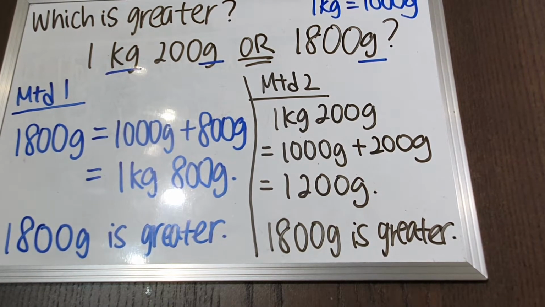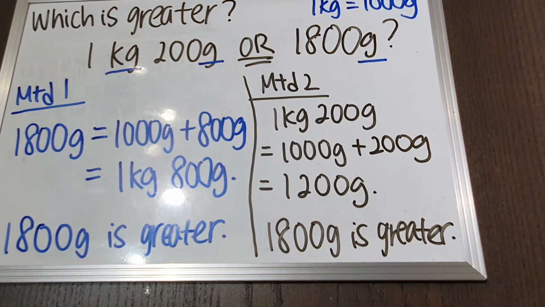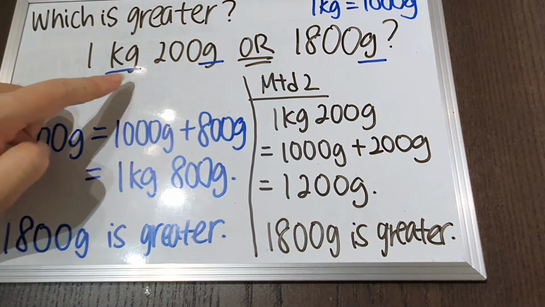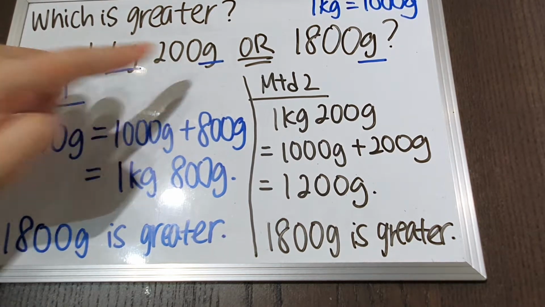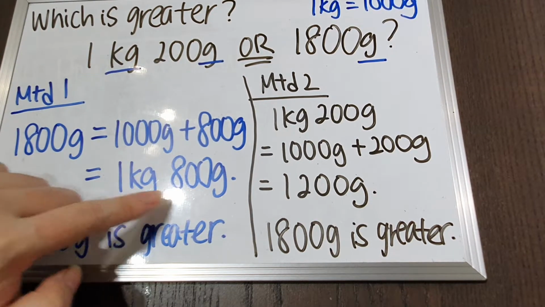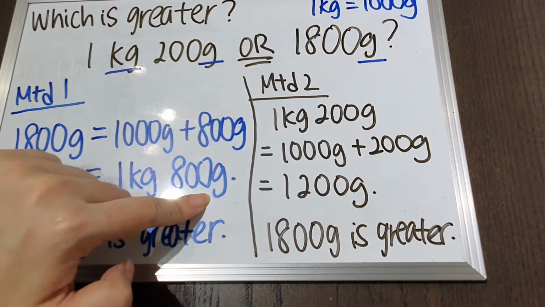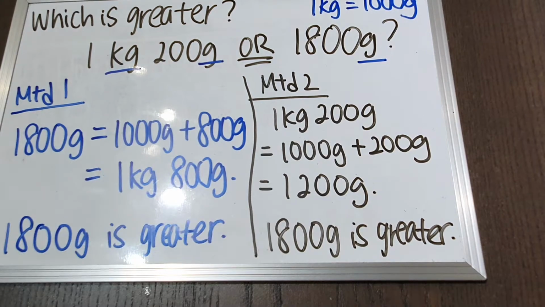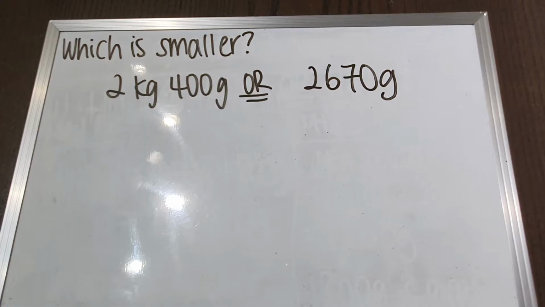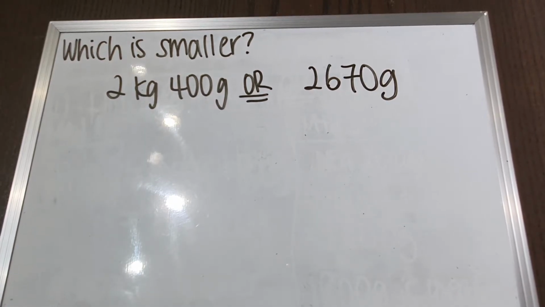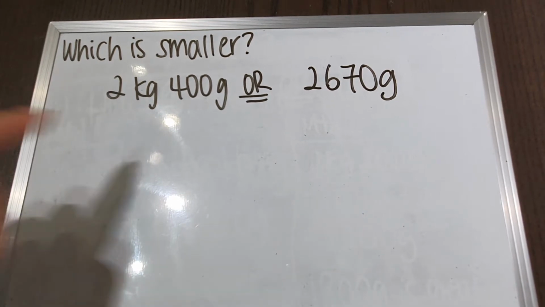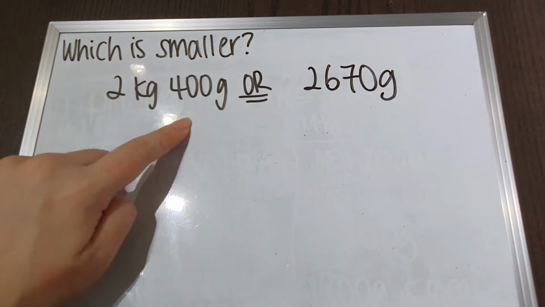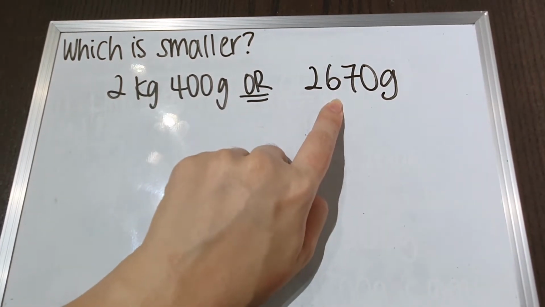Okay, so remember when you are comparing your mass, make sure you have the same unit of measurement for all of your options. So if you choose to go with kgs and gram, remember to convert all the grams to kg and grams. But if you like to work with only gram, then you just convert your kg and grams to just grams only. Now, can you please pause the video for the next 1 minute and try this question? Which is smaller, 2 kg 400 grams or 2670 grams?